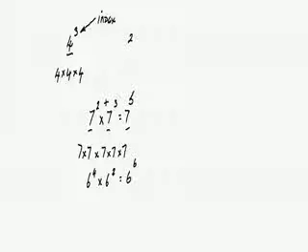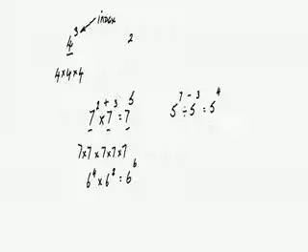Equally, if I've got 5 to the power of 7 divided by 5 to the power of 3, if when I multiply I add, when I divide I must subtract. So 7 minus 3 is 4, so I get 5 to the power of 4.